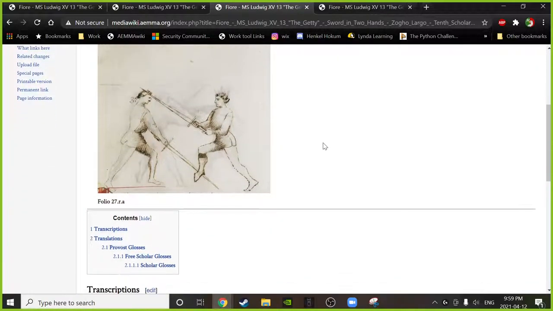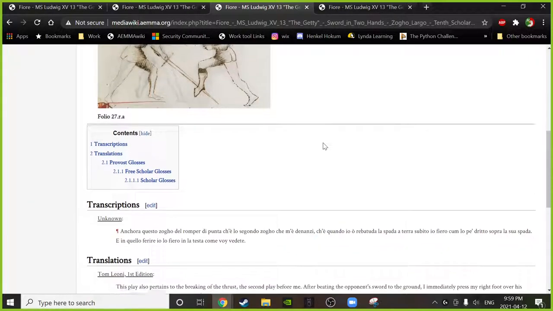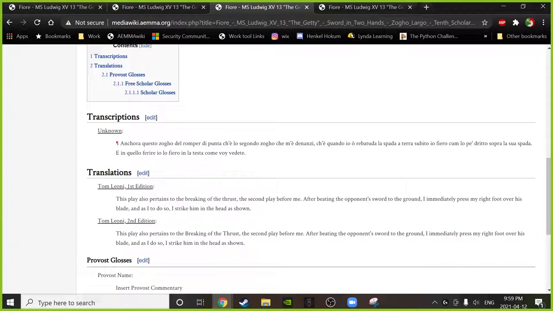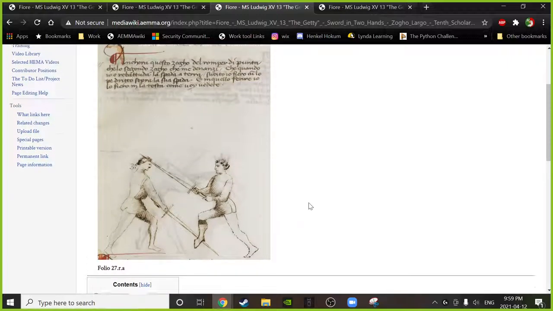26 or 27RA, more or less the same, but I'll read this one. This play also pertains to the breaking of the thrust, the second play before me. After beating the opponent's sword to the ground, I immediately press my right foot over his blade, and as I do so, I strike him in the head as shown.